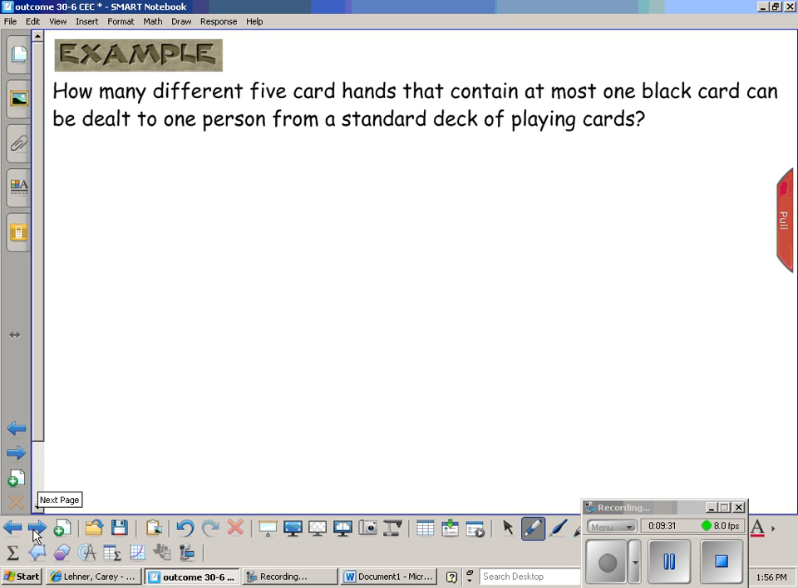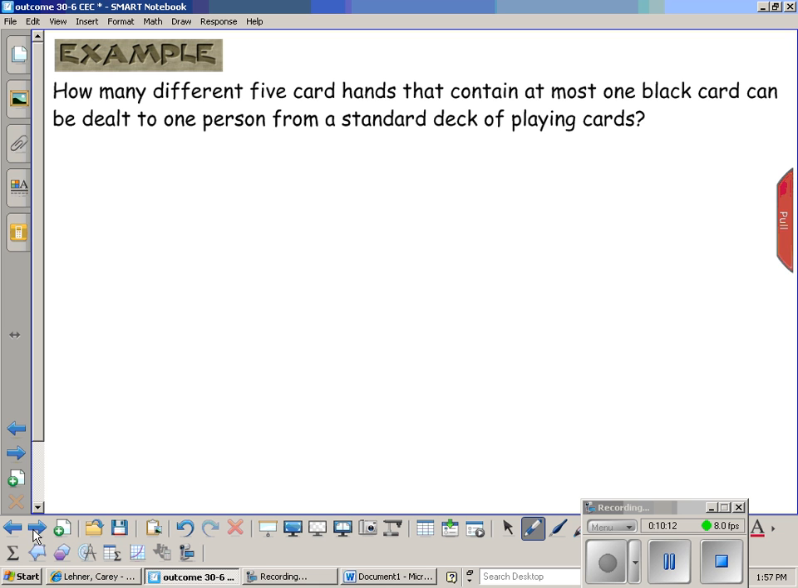How many different 5-card hands that contain at most 1 black card can be dealt to 1 person from a standard deck of playing cards? All right, we have to decide if order is important. Does it say when that black card needs to be dealt? Does it say it has to be first, second, last? The answer is no. It is just you are being dealt 5 cards, and at most there is 1 black card. So this one here is a combination because order is not important.